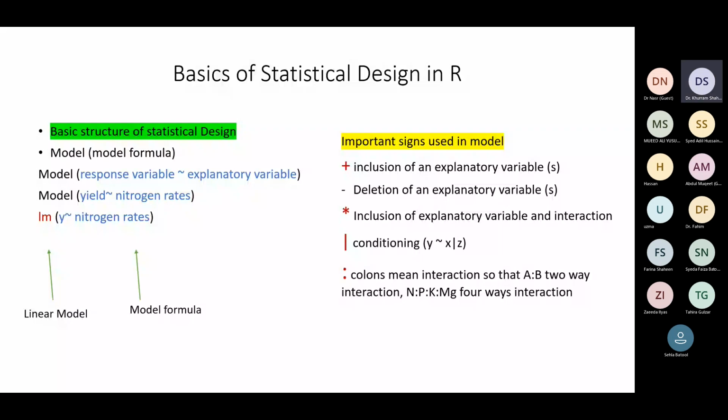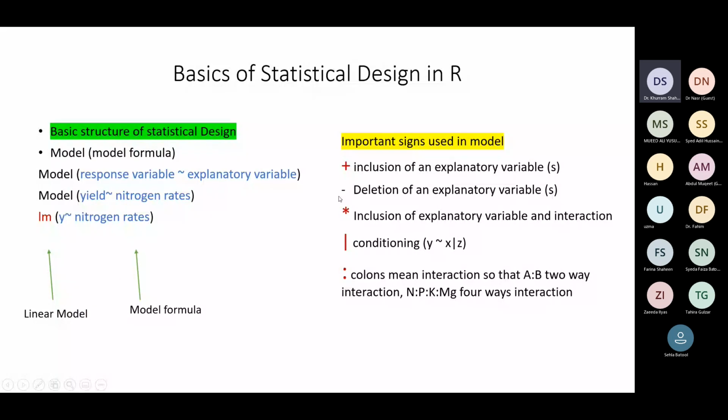Okay. So as we have, that is a model formula, response variables and explanatory variables. We want to add many other variables, as in the example, yield and nitrogen, plus we want variety, plus we want treatment. So we can add other independent variables with this plus sign. And we can also exclude or delete an explanatory variable with the minus sign.